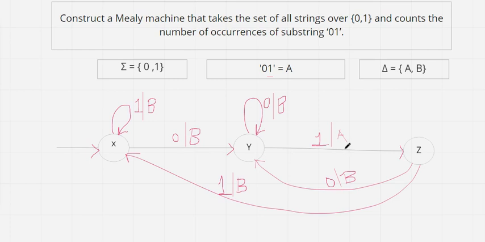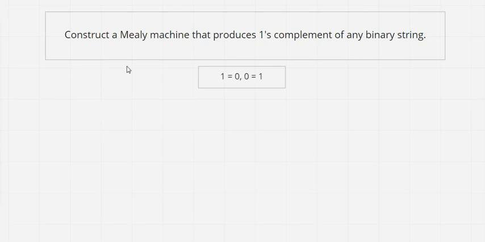Okay, so I will also give one more example that will help you out more. This is a very simple question to you all, that we have to construct a Mealy Machine that produces the 1's complement of any binary string. That means 1's complement is nothing but, if you take 0, then its complement will be 1. If the string is 1, then it will be complemented as 0. That means whatever I've written over here, if you have 1, it will be converted to 0, and if it is 0, it will be replaced by 1. So this is 1's complement.